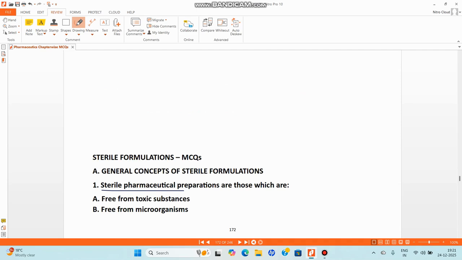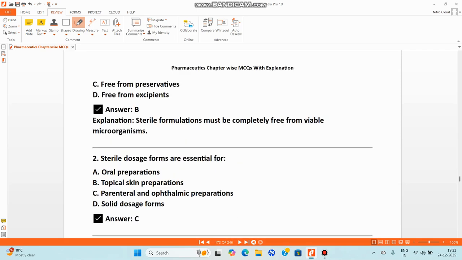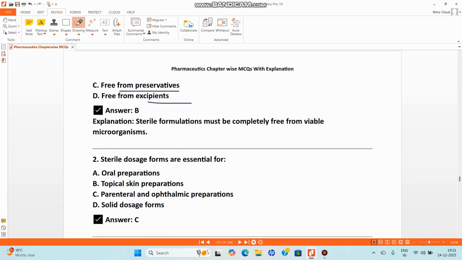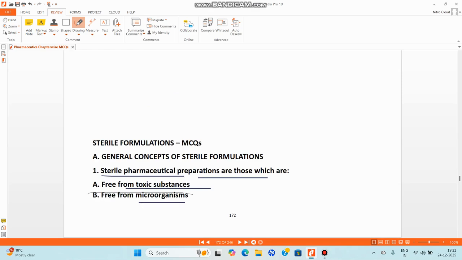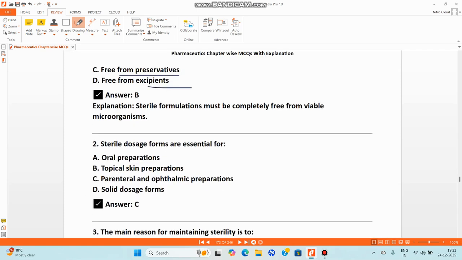Parenteral preparation means injectable. So here sterile pharmaceutical preparations are those preparations which are free from toxic substances, free from microorganisms and free from preservative and free from excipients. So the answer will be free from microorganism, means injectables, because we directly input them into the blood, so for that reason it is free from microorganism. Okay, so sterile dosage forms are essential for parenteral and ophthalmic preparation.